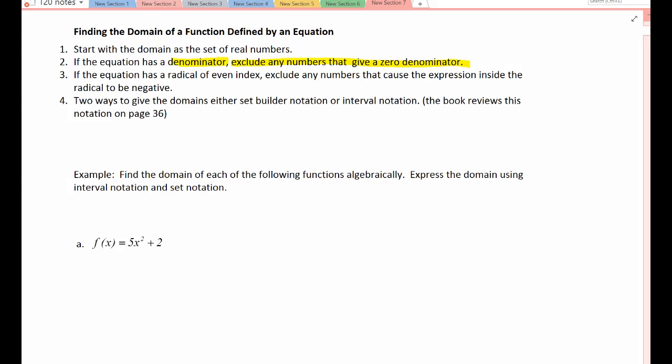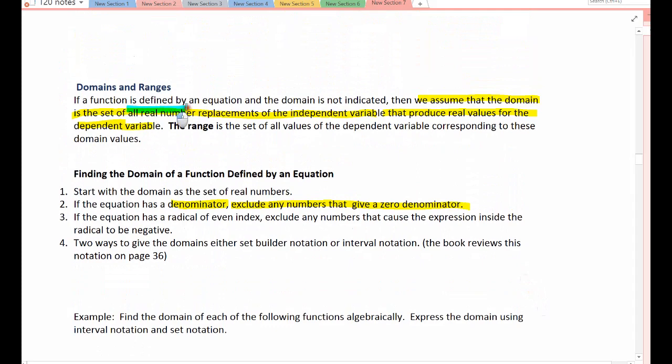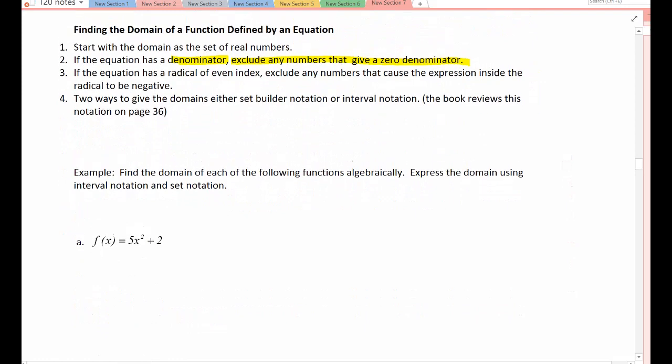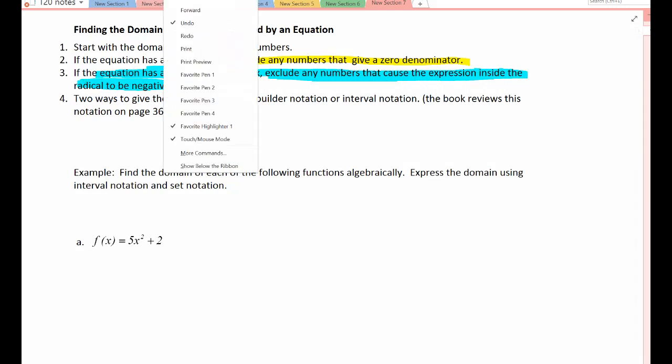Then I need real numbers. In order to be in the domain, it's got to be a real number, and I have to get out real numbers. That's the second check. What can cause me not to have a real number? If we have a radical, meaning a root, square root, cube root, fourth root, whatever, then you have to exclude any numbers that cause the expression inside to be negative. Those would give me imaginary numbers, and I don't want imaginary numbers.